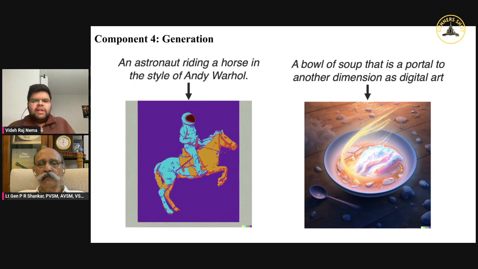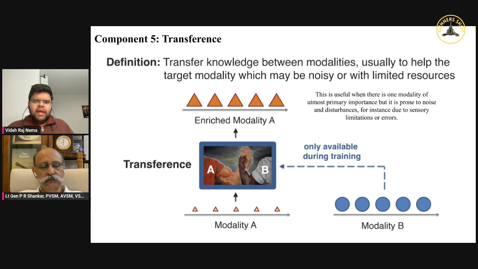There are generative models in images also, where you just pass in a sentence of what to generate, and it will generate it. And then the fifth component is something called transference, which is very interesting, because a lot of times our data will come from real-world objects, for example satellites or UAVs, and a lot of times there are noises and disturbances associated with it.